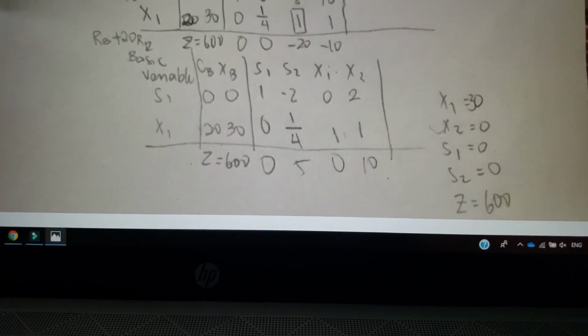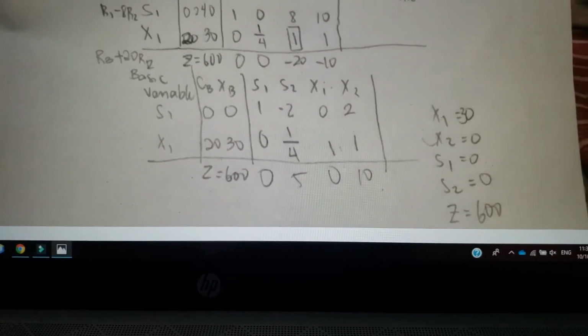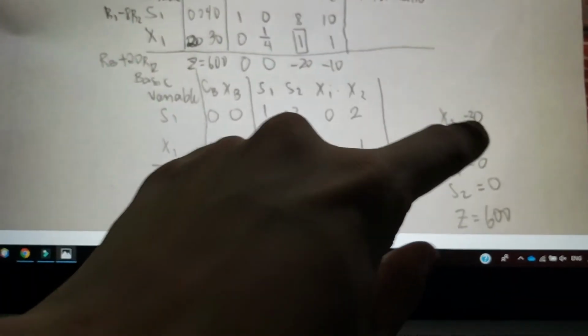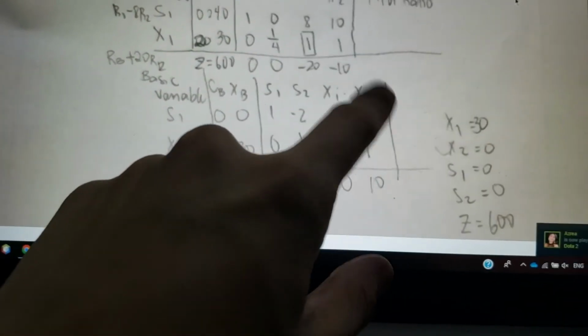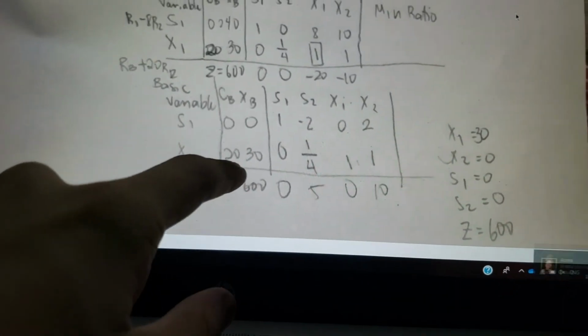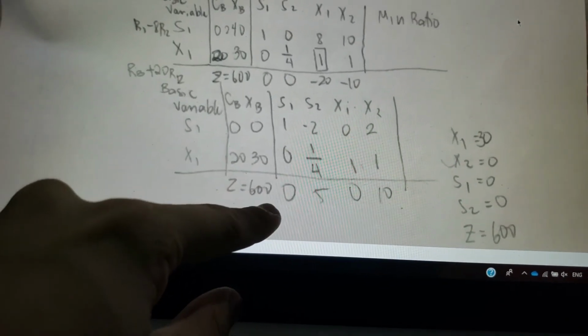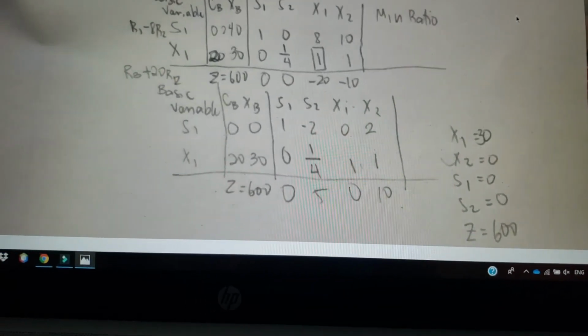After that, the result was already given. x sub 1 is now 30, x sub 2 is 0, and the slack variables are also 0. Then 20 times 30 will give you 600. So z is equal to 600.